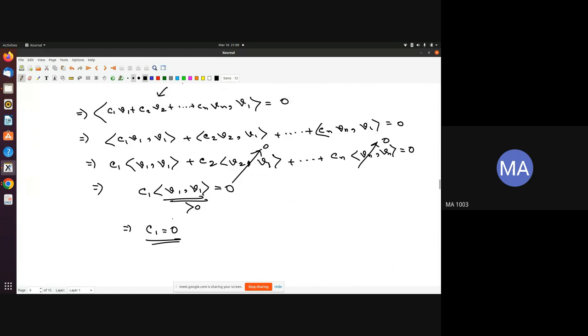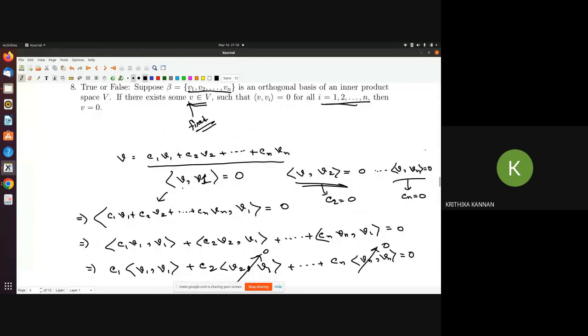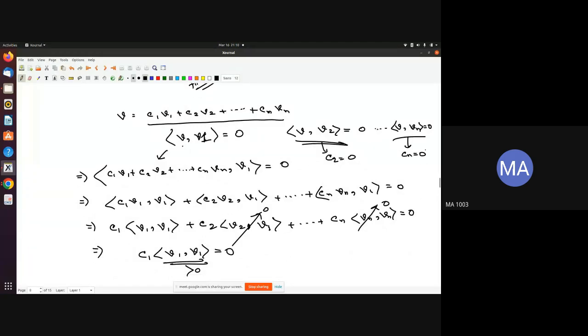Now there was nothing special about v1. I can do the same for v2, up to vn. When I do it for v2, I will get c2 as 0. When I do it for vn, I will get cn as 0. So all these ci's are 0. So what is the combination? 0 v1, 0 v2, plus 0 vn. That is 0. So v has to be 0. That is what we needed to prove.